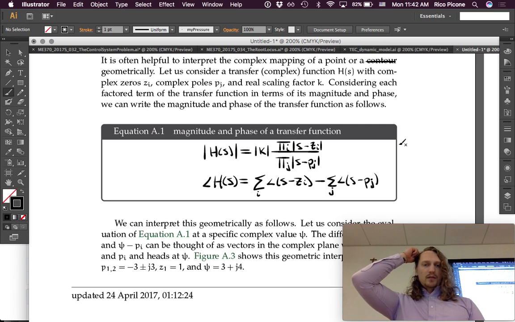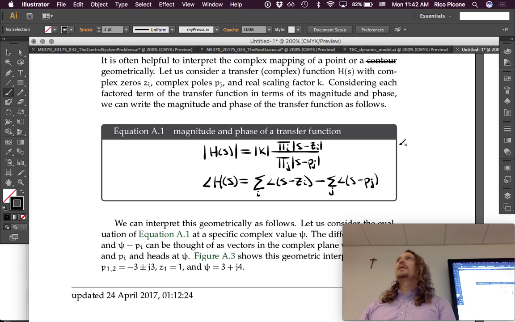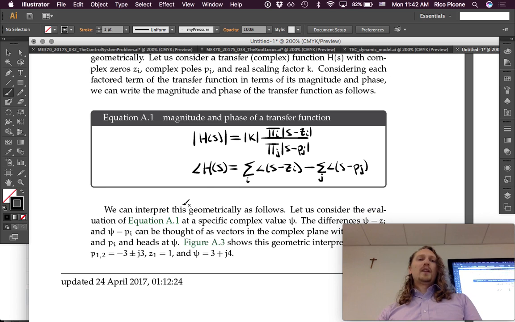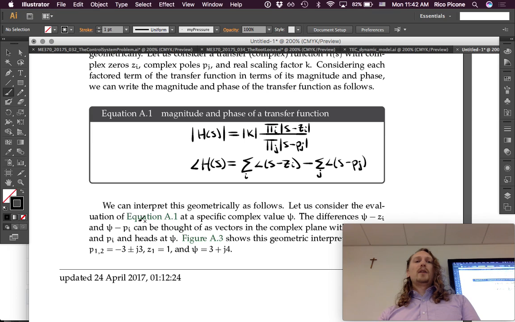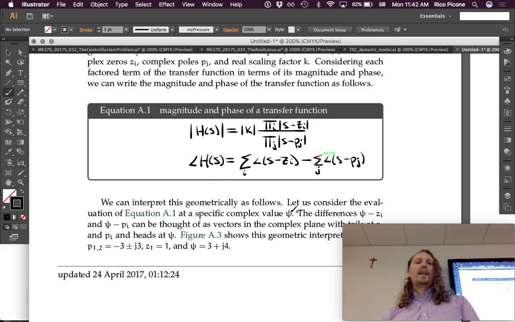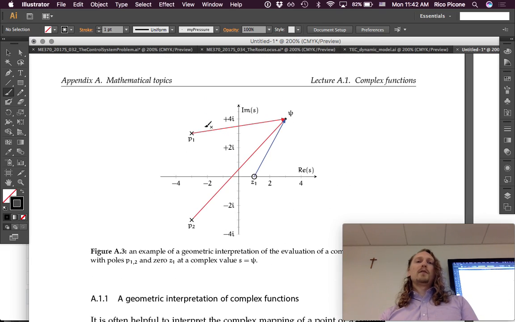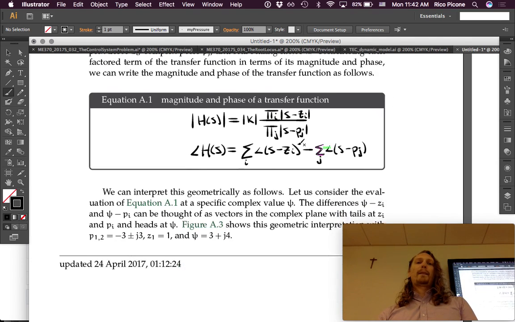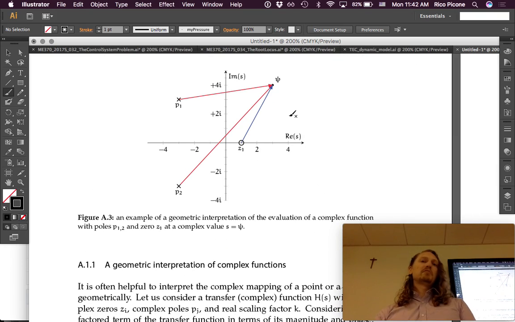So we're doing this because we're about to make a move with this stuff, okay? We're about to make a move. So we can interpret this geometrically as follows. Let us consider the evaluation of this at a specific complex value psi. I'm going to refer to the figure up here for this discussion. So psi is some specific complex value that we're going to evaluate this transfer function at. That's psi. We're representing it in the complex plane because it's a complex number.